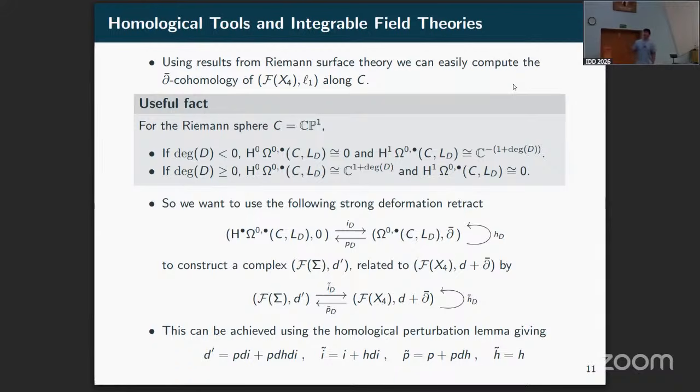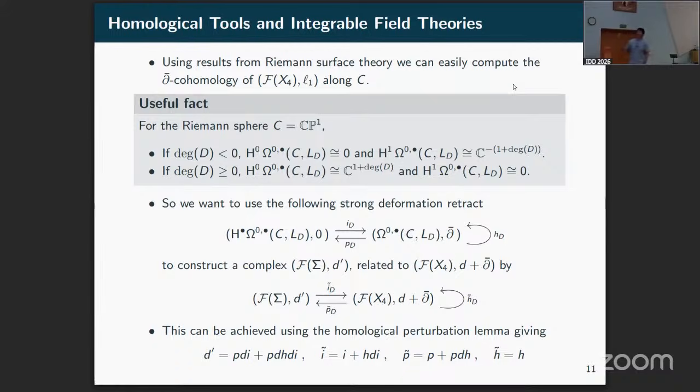So this is obviously one part of it, and then you need to use this strong deformation retract we have on the cohomology to try and construct a complex F of sigma. So this is going to be hopefully our 2D IFT complex, which is related to the 4D Chern-Simons complex by the same data, but modified by these tildes, which is a fact of what's called the homological perturbation lemma. So here we have these tildes, which are related to these I's and P's as follows. So notice in here that actually you have a D prime with 2 differentials.